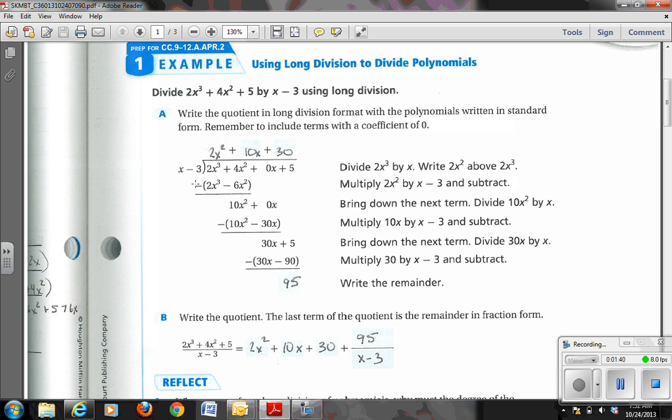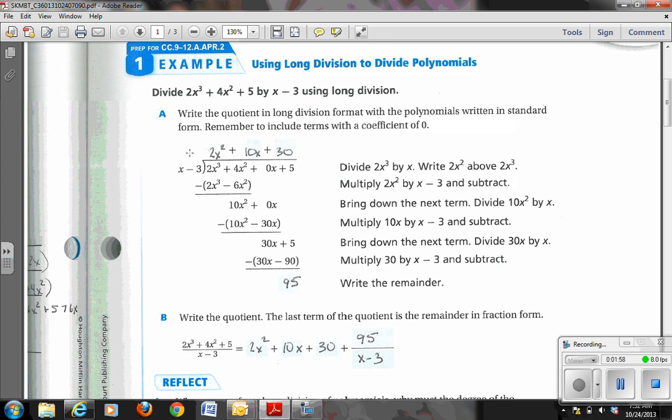Now, just like usual with regular division of numbers, we're going to subtract. Now, the first term should drop out. Okay, if it doesn't, you did something wrong. The second term, 4x squared minus a negative means adding 6x squared. That gives me 10x squared. I go ahead and bring down the next term, 0x.